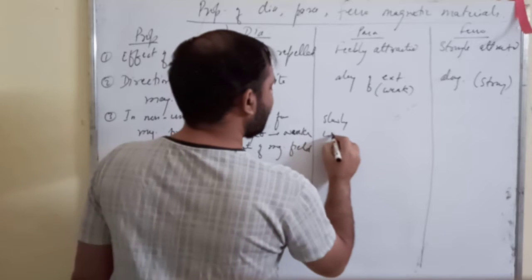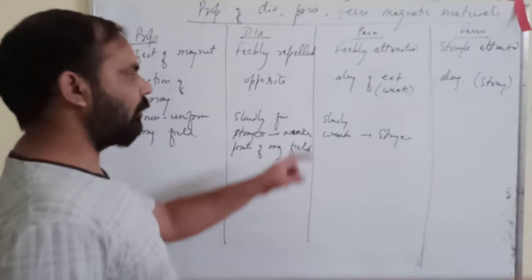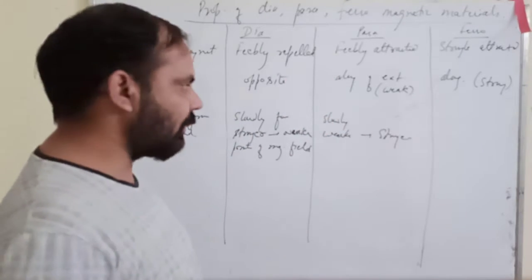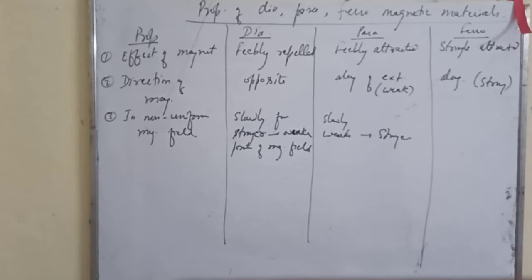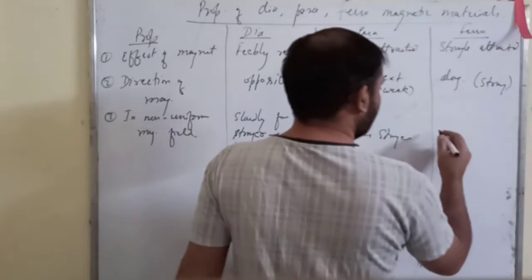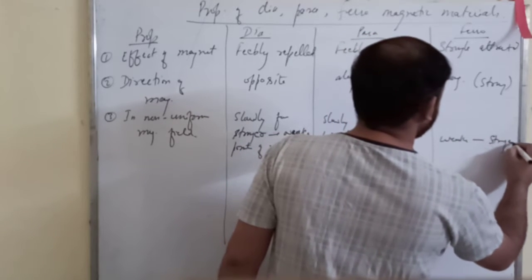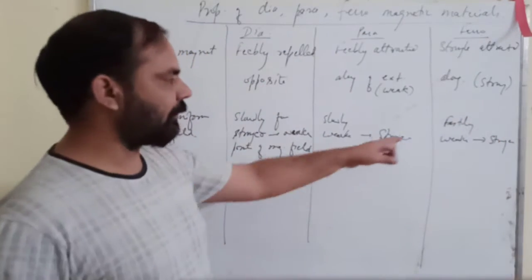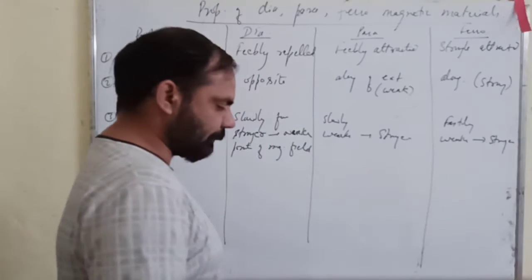Paramagnetic materials, how? From weaker to stronger. They will also move slowly, but they will move from weaker points of the magnetic field to the stronger points of the magnetic field. Ferromagnetic materials will do the same thing from weaker to stronger, but quickly. They will move very fast from weaker points of the magnetic field towards the stronger points.